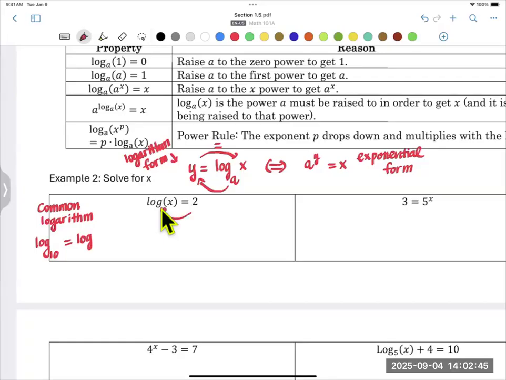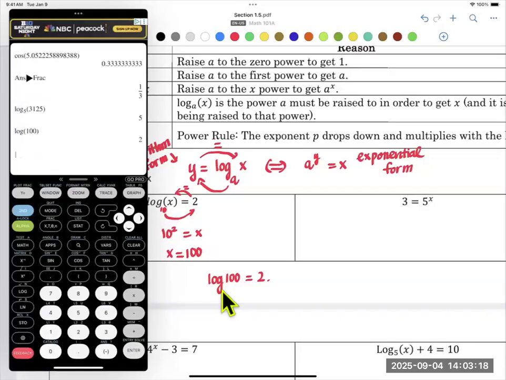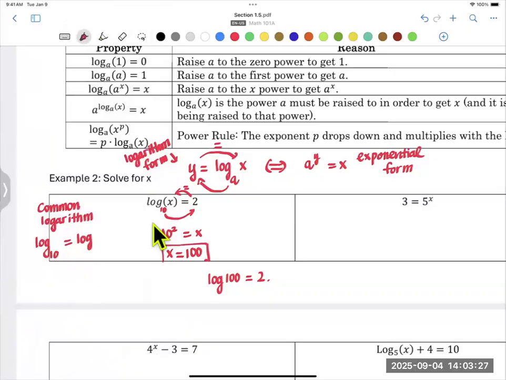So we're going to take 10 raised to the power 2, which equals x. So my answer will be x equals 100. You can actually use a calculator to double check your answer. In the calculator, when you press log, there's no base, but we know that's going to be base 10. Now let's press 100. Log of 100 is equal to 2. So that is how to solve the equation.